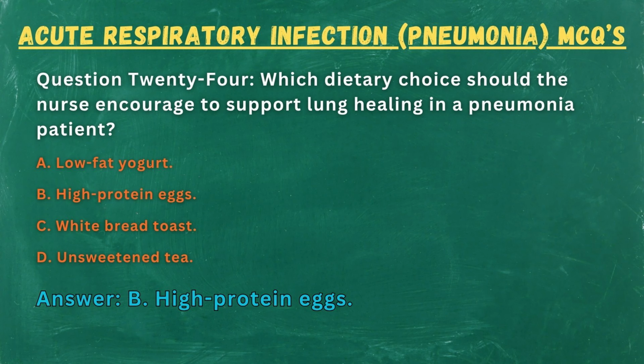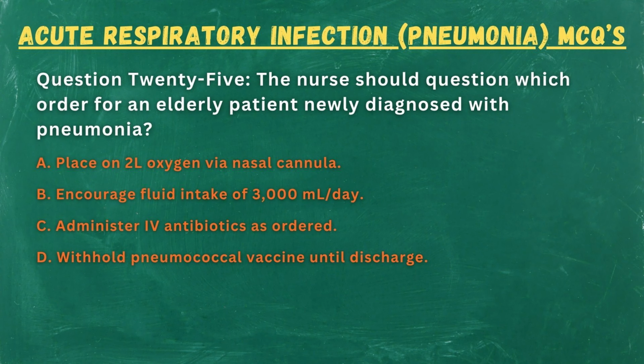Answer. B. High-protein eggs. Question 25. The nurse should question which order for an elderly patient newly diagnosed with pneumonia? A. Place on 2L oxygen via nasal cannula. B. Encourage fluid intake of 3,000 milliliters per day. C. Administer IV antibiotics as ordered. D. Withhold pneumococcal vaccine until discharge.